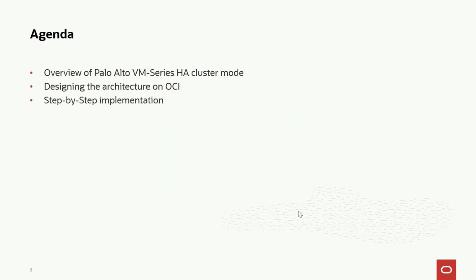Look at the agenda below. First, we will understand Palo Alto VM series HA cluster mode. Next, we will design the architecture on OCI, and then we will move to OCI console and proceed with step-by-step implementation.